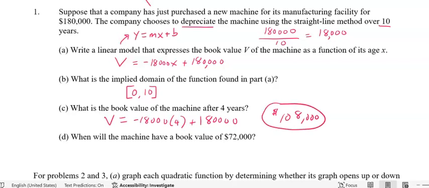And then for letter D, when will the machine have a book value of 72,000? Well, V stands for book value, so we could just put 72,000 in for V into this equation and solve for x. All right, so I would subtract 180,000, and that should be negative 108,000.